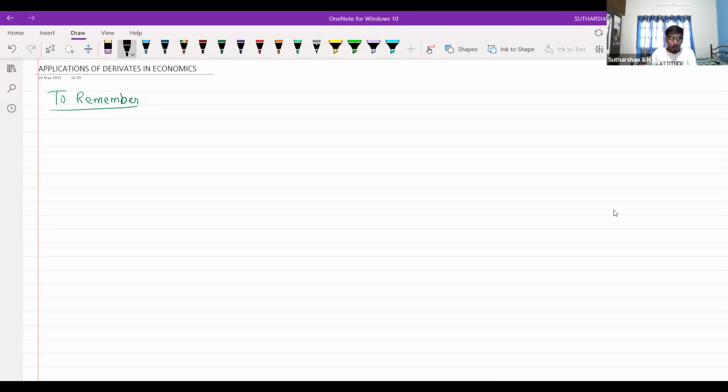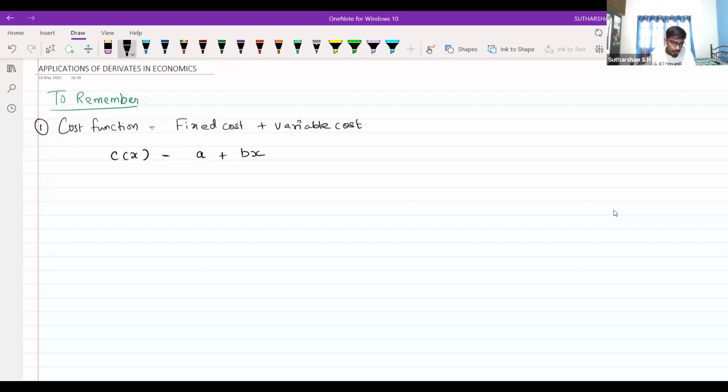First, what is a cost function? Cost function is nothing but fixed cost plus variable cost. Symbolically, I can represent this as C of X is equal to a constant, which is going to be fixed, that is constant A, plus a variable part. Any change will change the value of X. So this is a symbolic representation.